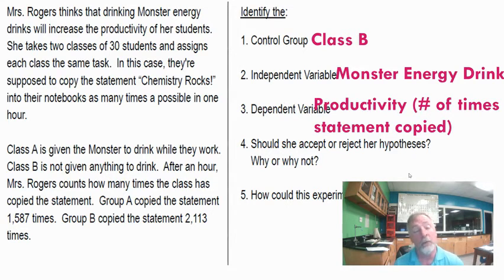If it's caused by us, something we selected, independent variable. If it's something we measured, dependent variable. So now on to our question 4, should she accept or reject her hypothesis?